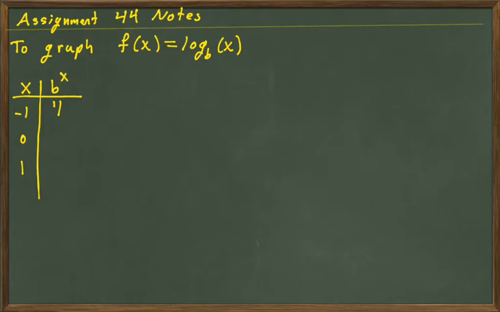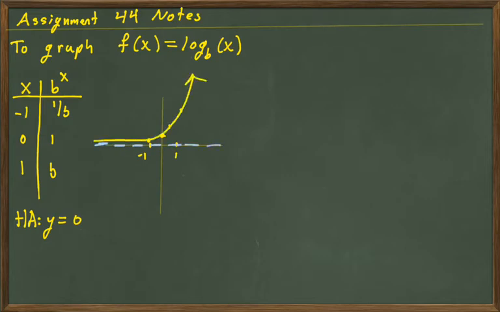b to the -1 is 1 over the base. b to the 0 is 1. And b to the first power is b. The horizontal asymptote in standard form is y equals 0. And here's roughly what the graph would look like. So -1 and 1 over b, 0 and 1, and then 1 comma b. Horizontal asymptote y equals 0.